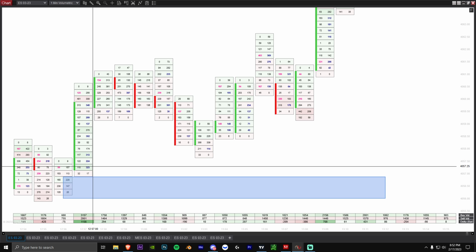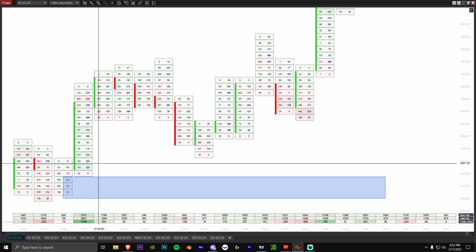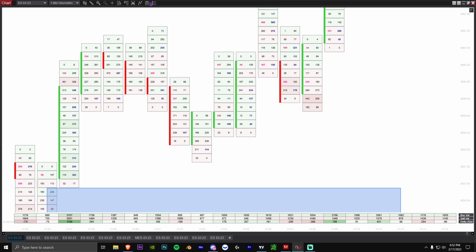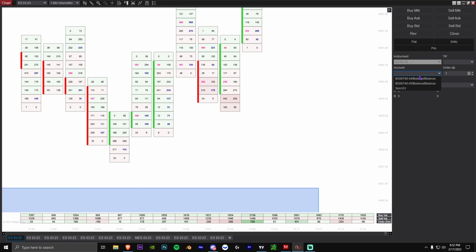Right. 1, 2, 3. See these? Let me zoom in. Yeah, see these 3 blue numbers? Yeah, that was one of my entries today. Let me see if I can pull up my chart trader.